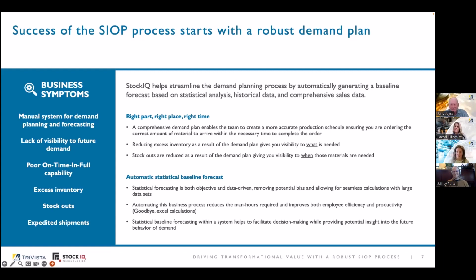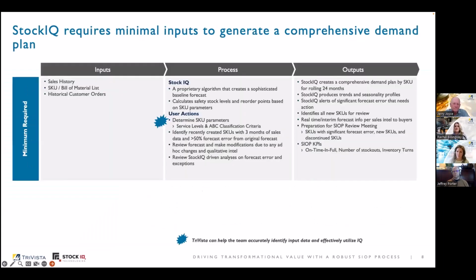To emphasize, statistical baseline forecasting facilitates easier decision-making and provides insight into demand patterns or behavior. A baseline demand plan can be created no matter the maturity of your supply chain team. Very few inputs are needed to get a standard baseline demand plan. All you really need to get started is sales history, SKU BOM information, and open customer orders.